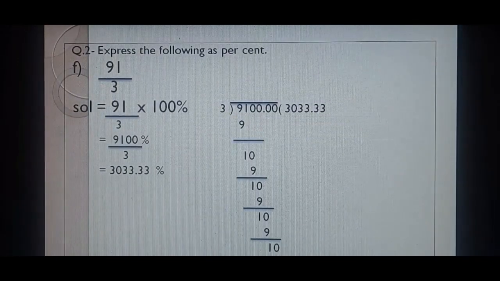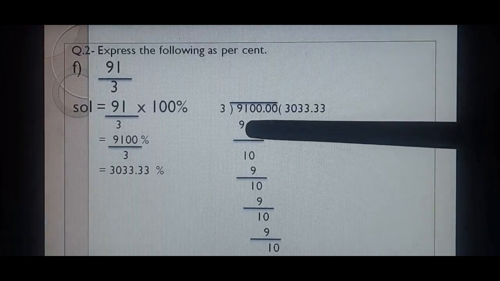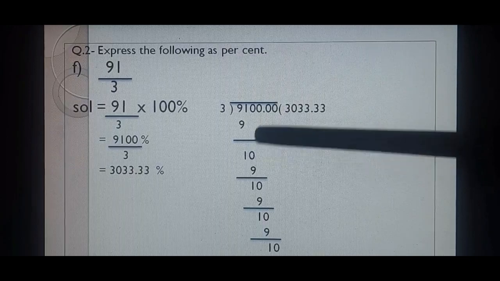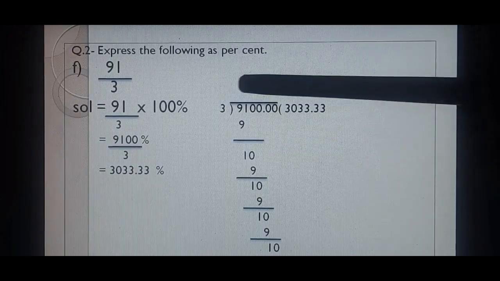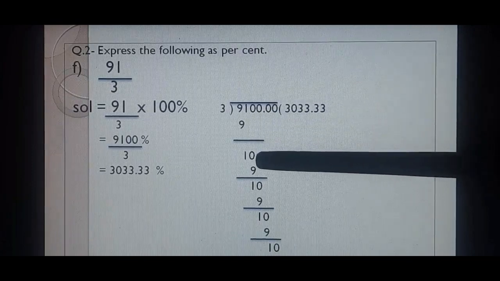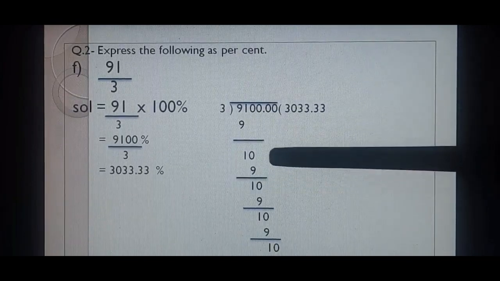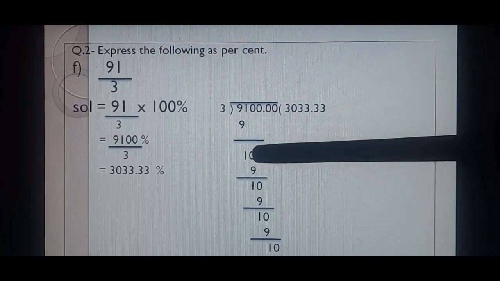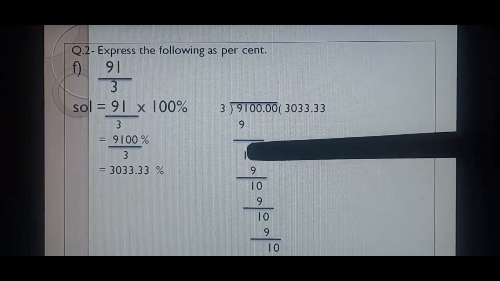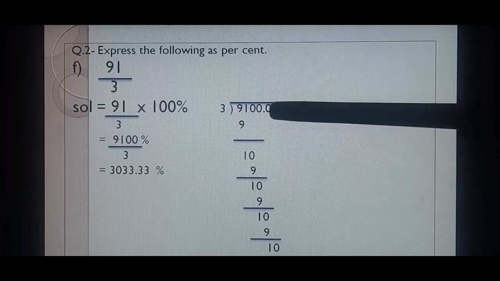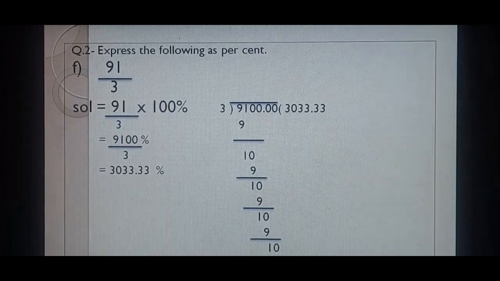9100 divided by 3. 3 3s are 9. 9 minus 9, 0. Now we will take 1. 1 is less than 3, so we will take 0 in the quotient and consider the next digit. Now the number has become 10. 3 3s are 9. 0 minus 9 is not possible, so it will take borrow. It will become 10. 10 minus 9, 1. Now we will take the next 0.